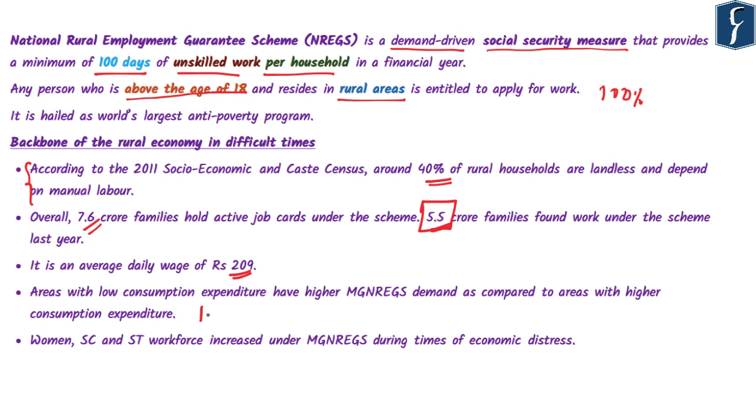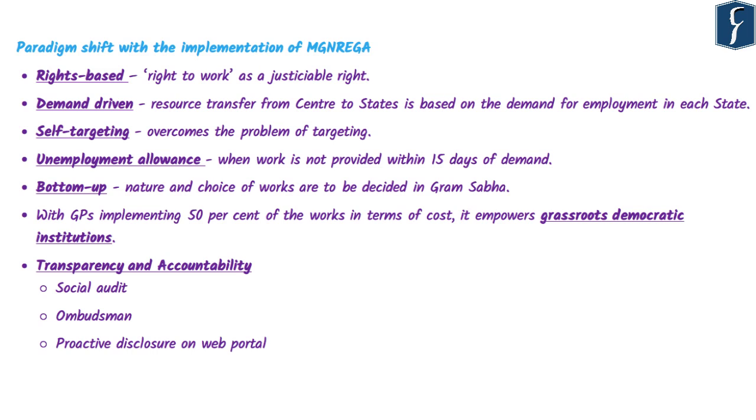And you must also remember a fact from the NSSO report that areas with low consumption expenditure have higher MGNREGA demand as compared to areas with higher consumption expenditure. Lower consumption expenditure signifies economic financial distress. And when there is more financial stress, then MGNREGA is an important source of income. It has also been observed that the percentage of women, SCs and STs as beneficiaries of MGNREGA has increased over a period of time. Presently, women are around 50% of the workforce under MGNREGA. So despite all its lacunae, it is indeed a very important source of employment generation, especially in times of economic distress. There are certain very important characteristics of this scheme which you have to remember for the mains exam.